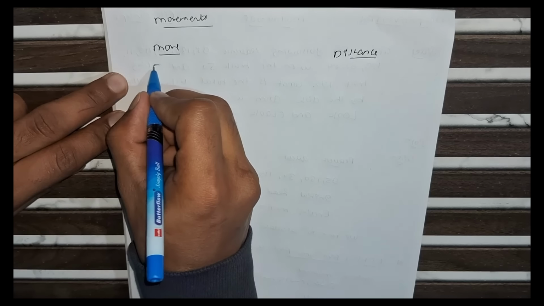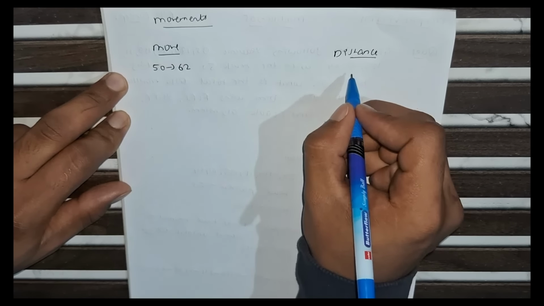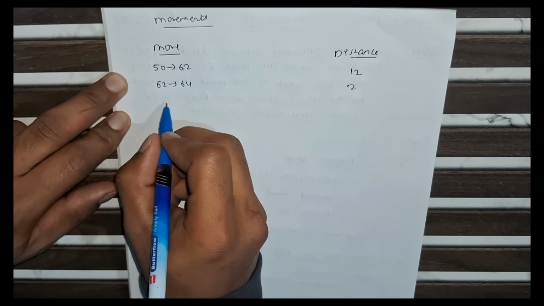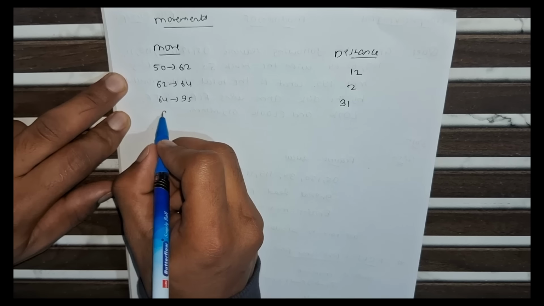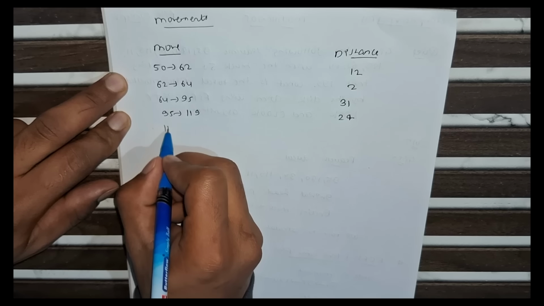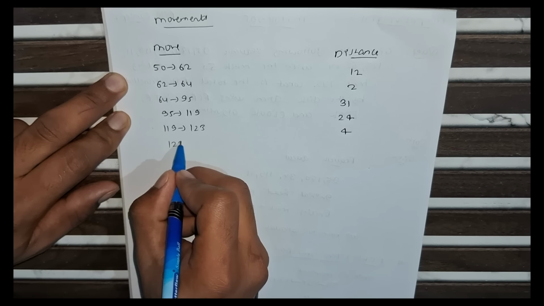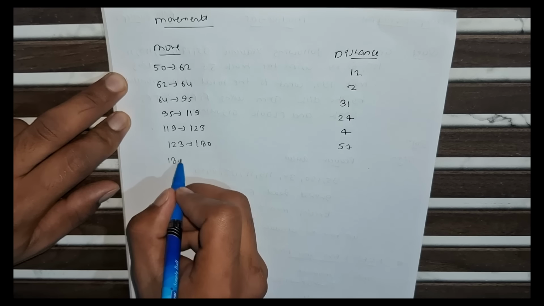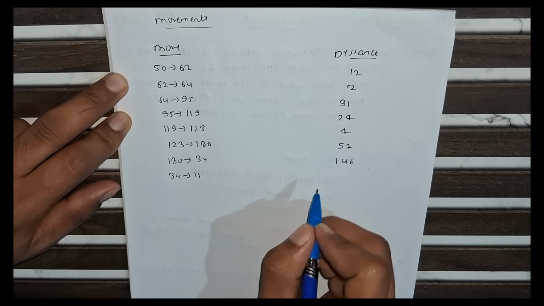So 50 to 62, the distance is 12, and 62 to 64 the distance is 2, and 64 to 95 the distance is 31, and 95 to 119 the distance is 24, and 119 to 123 the distance is 4, and 123 to 180 the distance is 57, and 180 to 34 the distance is 146, and 34 to 11 the distance is 23.